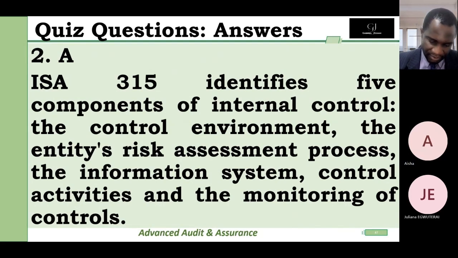And number 2, both of you got it. ISA 315 identifies the 5 components. Information system is the 5th one. Very correct.